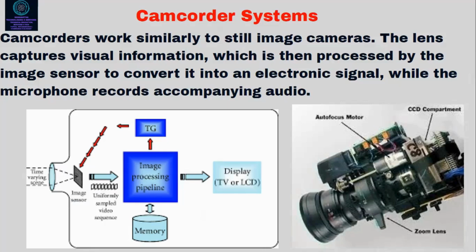The lens captures visual information, which is then processed by an image sensor to convert it into an electronic signal. The microphone records the accompanying audio. That means video and audio together are captured. As you can see, the very important part inside is the image sensor, the CCD, which captures the complete image.